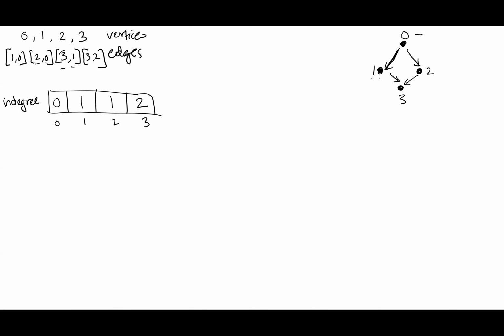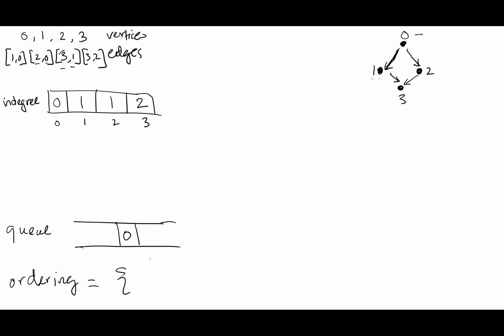The next thing is we need a queue, where we will put the courses that can be taken. So from here, we can see that we can take course 0. And this is the ordering list. In the ordering list, we take something out from the queue and put it in the ordering list. And once we take something out, we have to look at the neighbors and then change their in-degree.